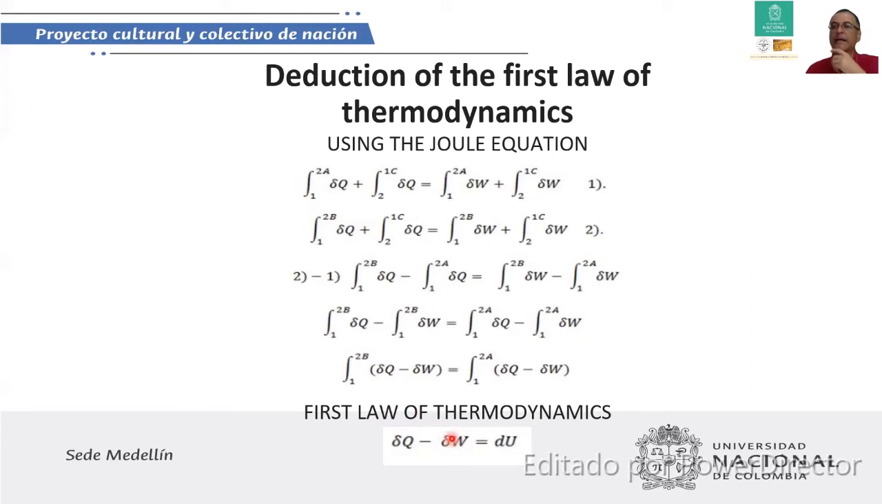Only in the process. It means that when you change the internal energy, because you change a property, you change the conditions of the equilibrium, going from the equilibrium of state one to the equilibrium of state two, the internal energy changes. And in that process, when you change the equilibrium, two kinds of transference appear, heat and work.